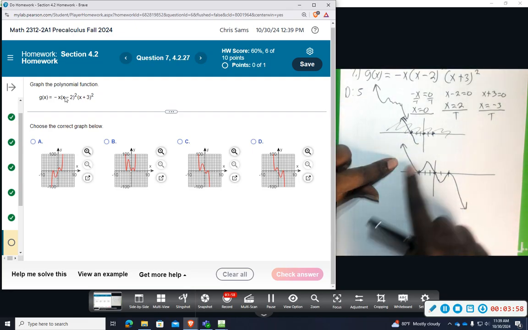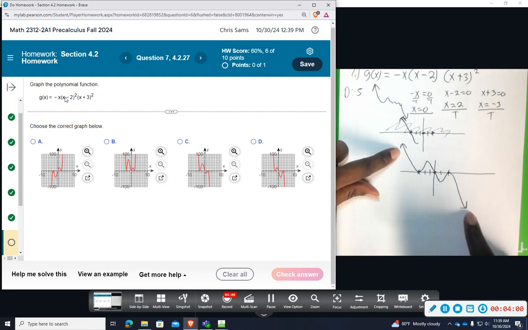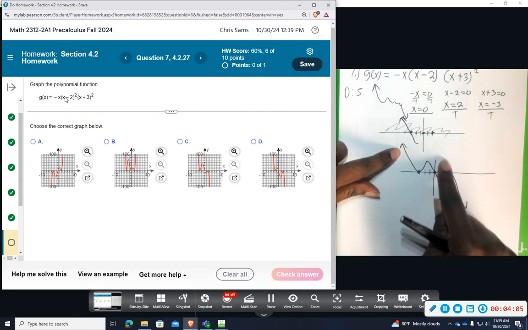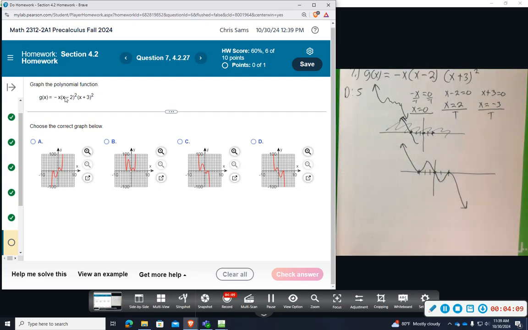We don't know the height. We could figure those things out, but we're just doing a rough sketch. So it should touch at negative 3, go back up, cross at 0, touch at 2, and go down. So we're looking for the graph that has that one. And I have to look at these zooming in.